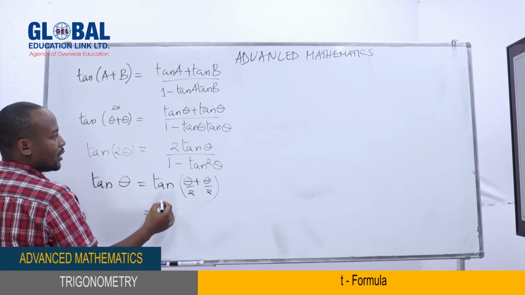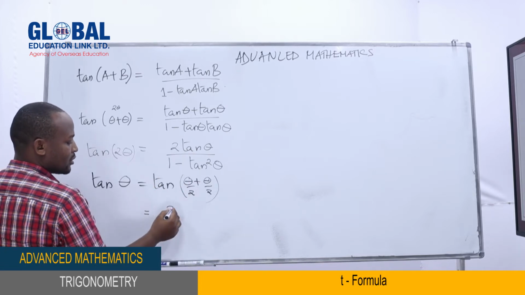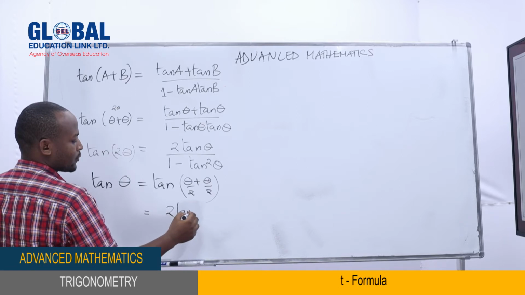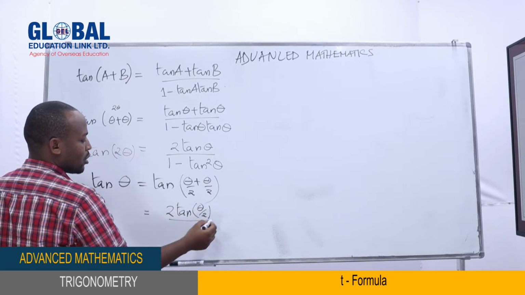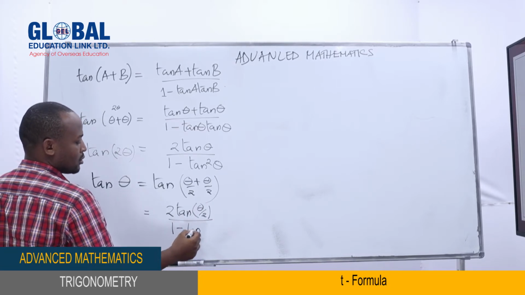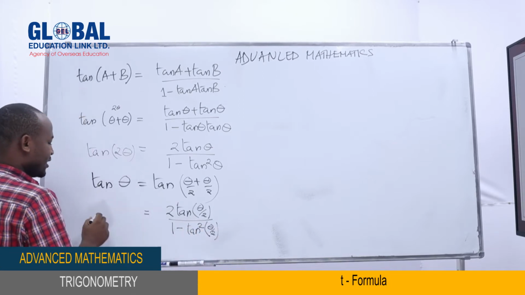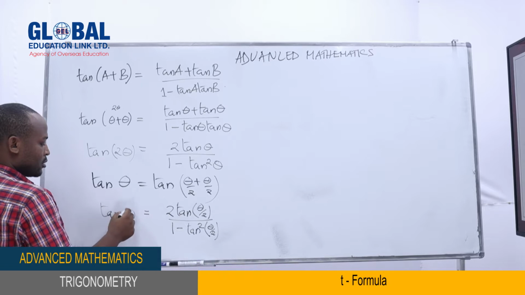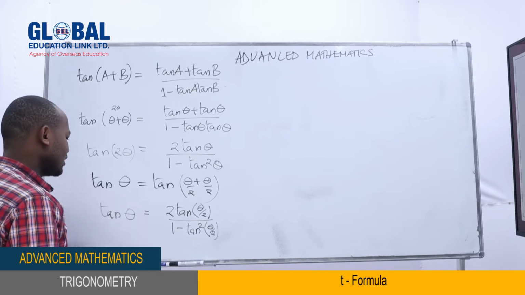That means we shall be having, as we know, this is equal to that. That means we are going to have 2 tan of theta over 2 over 1 minus tan square of theta over 2. And this is tan theta as it is seen there. Now, let's do the following.